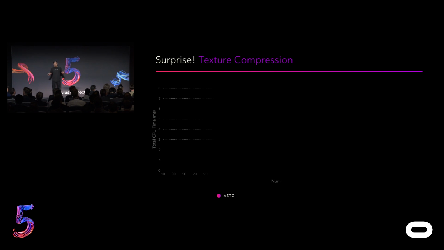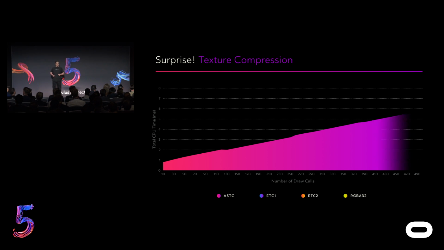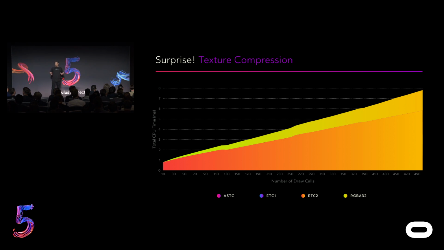A little bit of a surprise, although it shouldn't really be too much of a surprise, texture compression makes a huge difference, right? The hardware has hardware texture compression supported, and if you can use compressed textures, you should. It's going to keep the bus to the memory less noisy, and it's going to have a huge impact on performance.